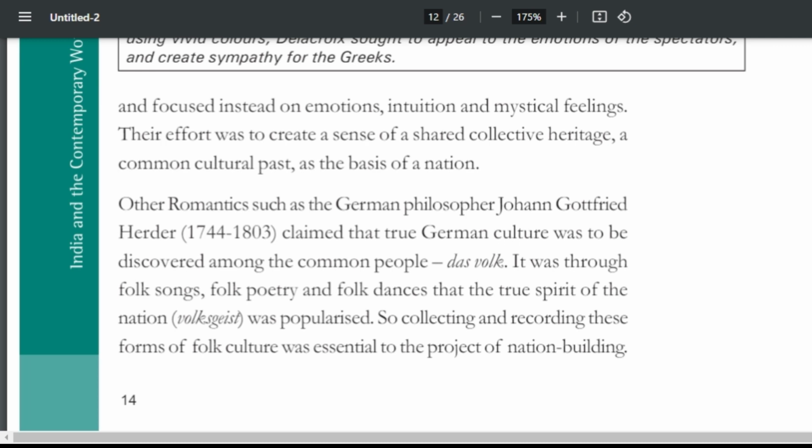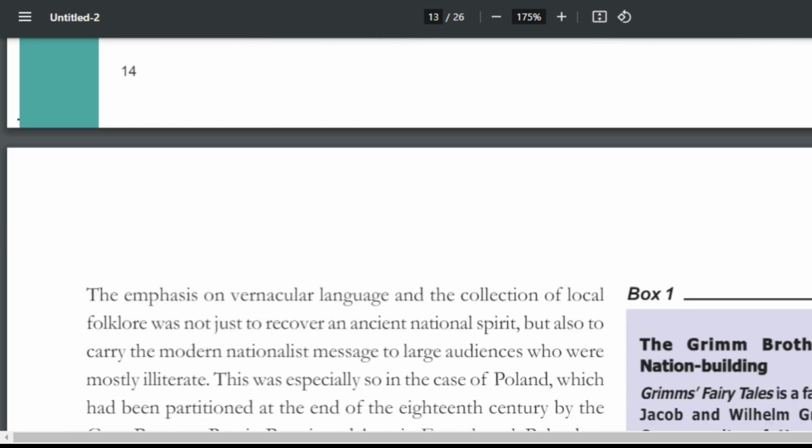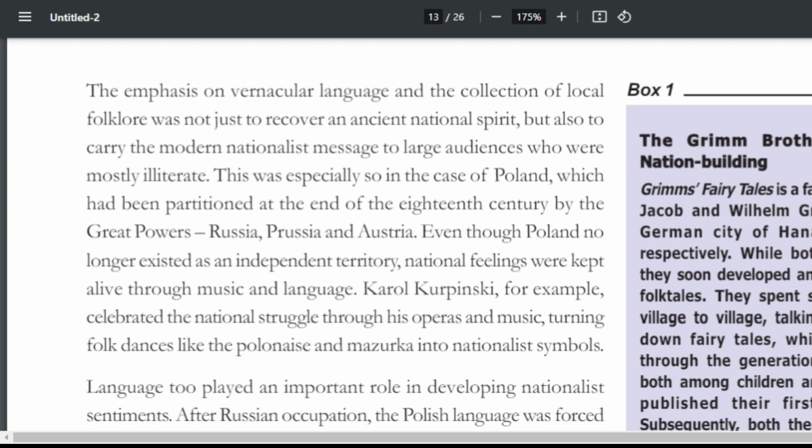It was through folk songs, folk poetry, and folk dances that the true spirit of the nation, known as Volksgeist, was popularized. So collecting and recording these forms of folk culture was essential to the project of nation building. The emphasis on vernacular languages and the collection of local folklore was not just to recover an ancient national spirit, but also to carry the modern nationalist message to large audiences who were mostly illiterate.